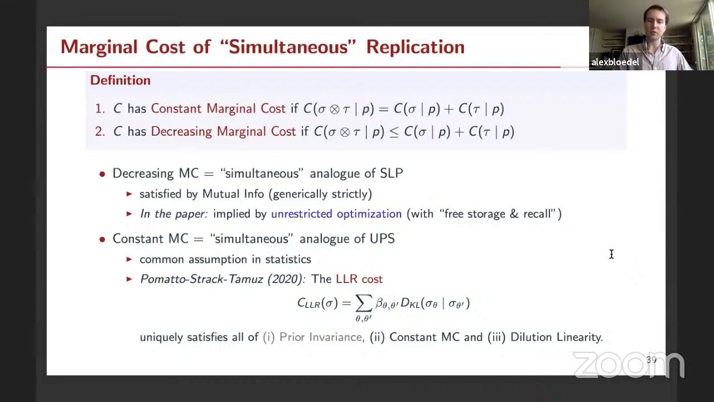On marginal cost and returns to scale, instead of acquiring information sequentially, as we've been doing, where you acquire one experiment, observe the signal, update your beliefs, and then acquire another, you could instead imagine acquiring information simultaneously, where you run two experiments that are conditionally independent given the state, where you aren't observing any of the realized signals until the end of this process. So a cost function exhibits constant marginal cost if the cost of running two independent experiments together is just the sum of their costs, now evaluated under the same prior, because you're not actually observing signals until the end. This is basically the simultaneous analog of uniform posterior separability, and under some additional conditions, Pomatto, Strack, and Tamuz have shown that there's a unique cost function that satisfies this condition.